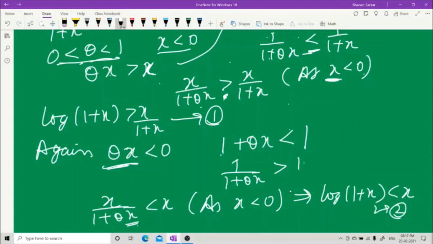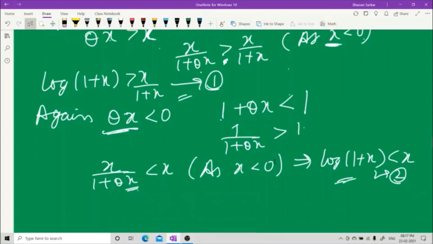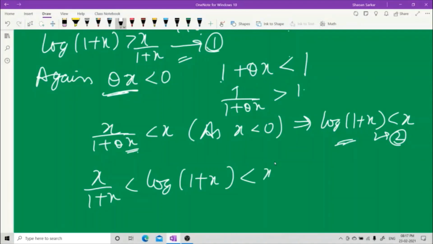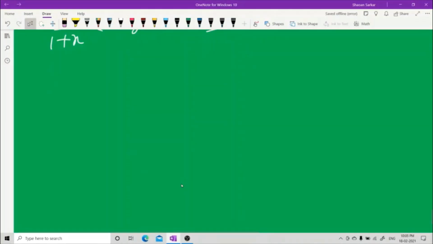From equation 1 you have this. From equation 2 you have this. Combining 1 and 2, you have x upon 1 plus x is less than log 1 plus x is less than x. Reminding you what is an increasing function and a decreasing function. See h(x) as a function. If I take the derivative of this function, this is greater than 0, implies h(x) is increasing.